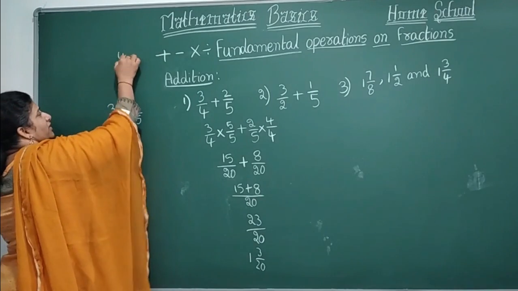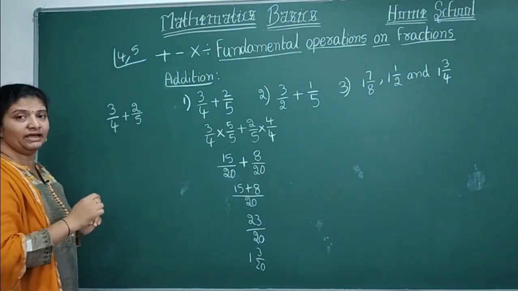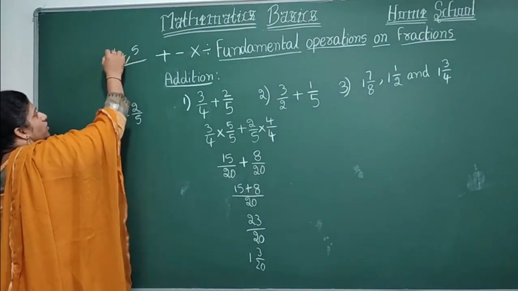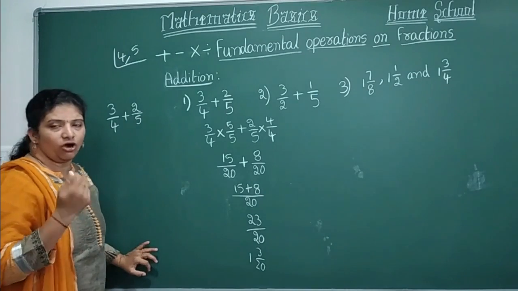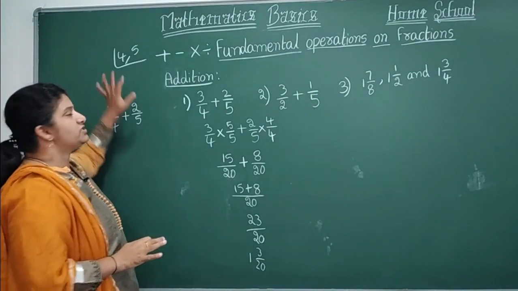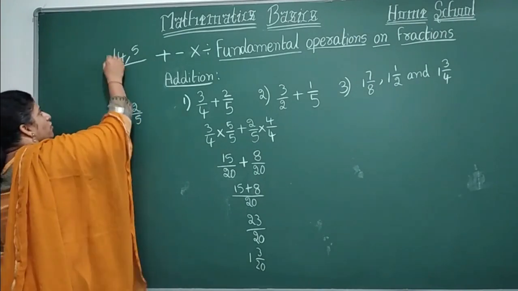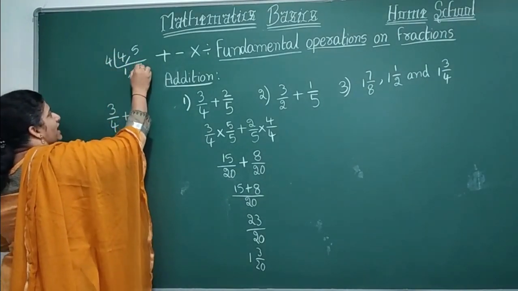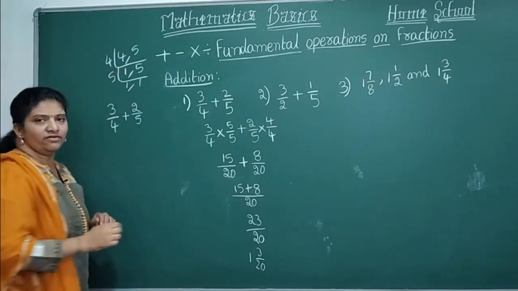Take the synthetic division method. Take the LCM. So what are you going to take? For these two numbers, we don't have any common factor. So there is no common factor, that is, HCF is 1. So 4 ones are 4 and 5 write as it is. Then 5 ones are 5.